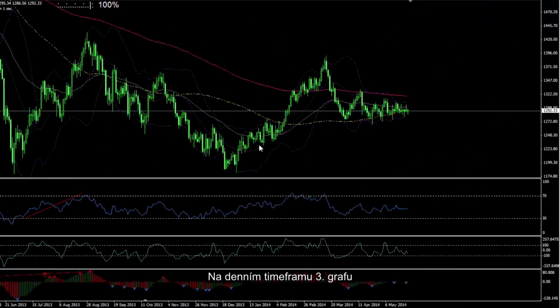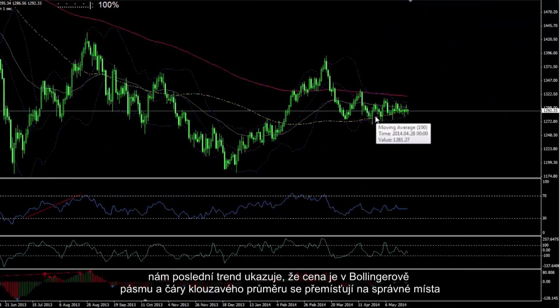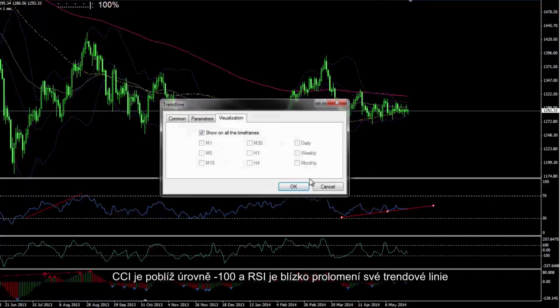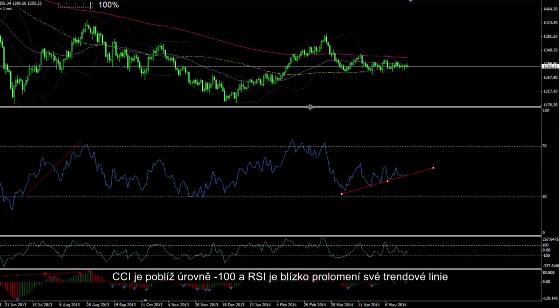On a daily time frame of the third chart, the latest trend shows that the price is in a Bollinger Band and moving averages lines are relocating their correct places. If the price crosses line 50 towards the bottom and line 50 falls lower than line 100, then a bearish trend can continue towards the bottom. CCI is near level -100 and RSI is close to breaking its trend line.